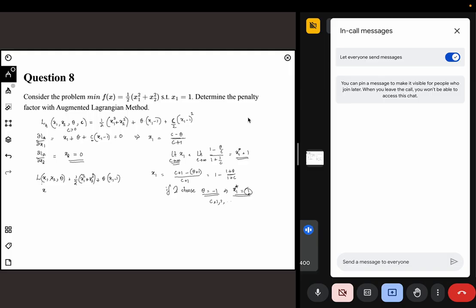How do I solve it? One is x1 equal to 1, this is h of x equal to 0. This is how we solve the KKT conditions. So x1 equal to 1 we know, and we have del L del x1 is x1 plus theta equal to 0. Since we know x1 equal to 1, this implies theta star equal to -1. And then the second equation, del L del x2, is x2 equal to 0, which gives me x2 star equal to 0.